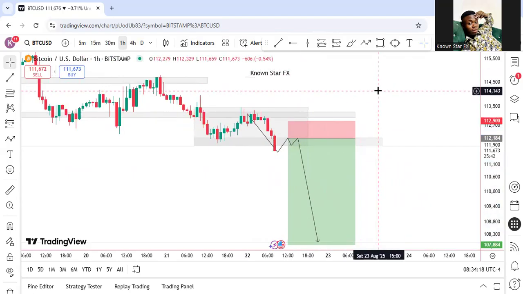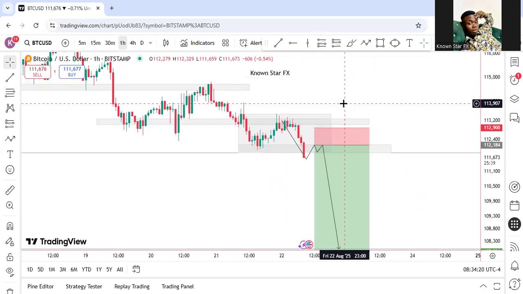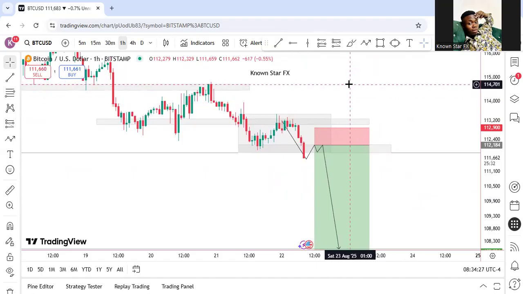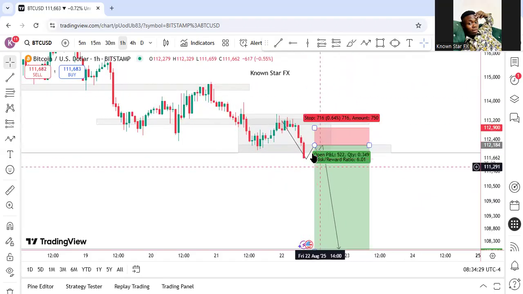So basically, we are just waiting for corrections in the market. And if you're an aggressive trader as well, or you trade breakouts, you could have gotten in on the sell.